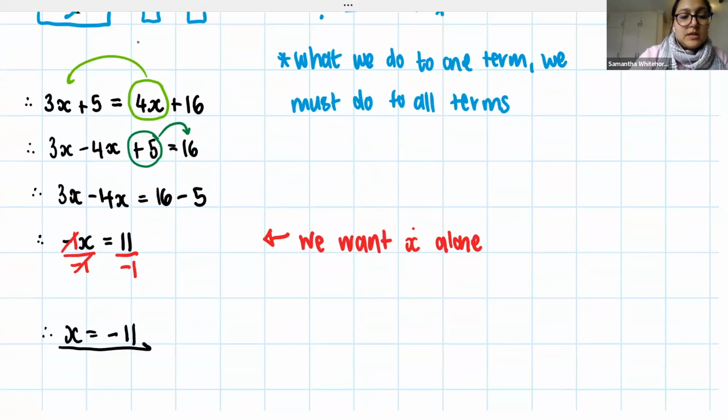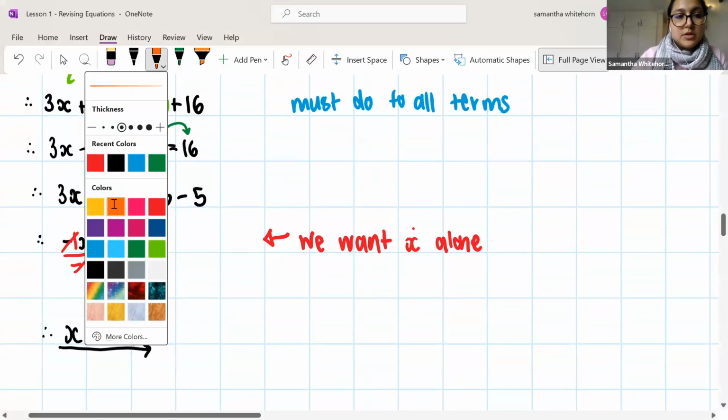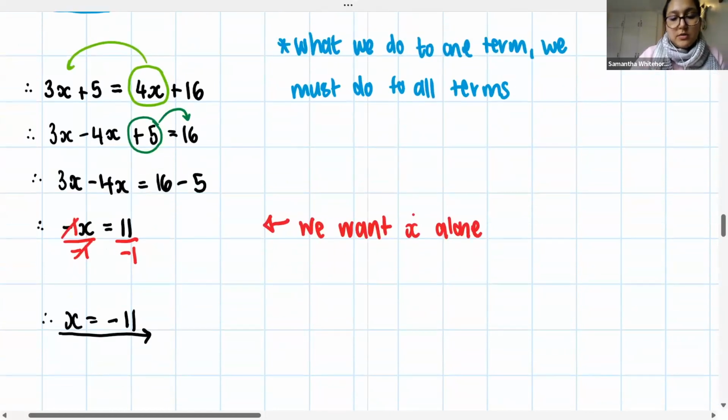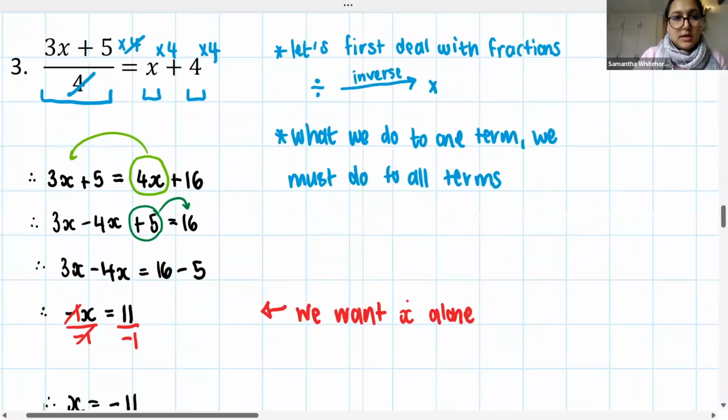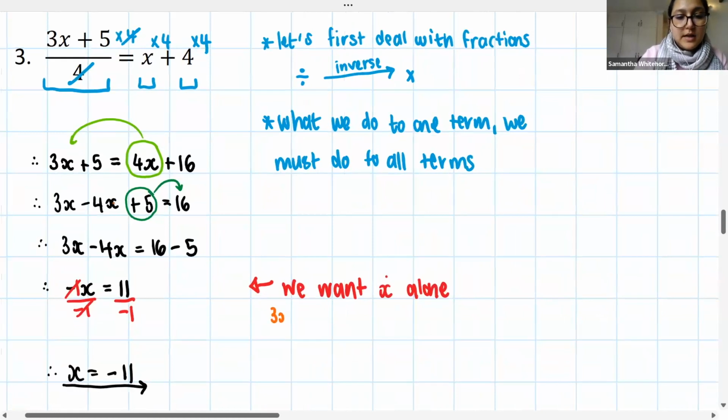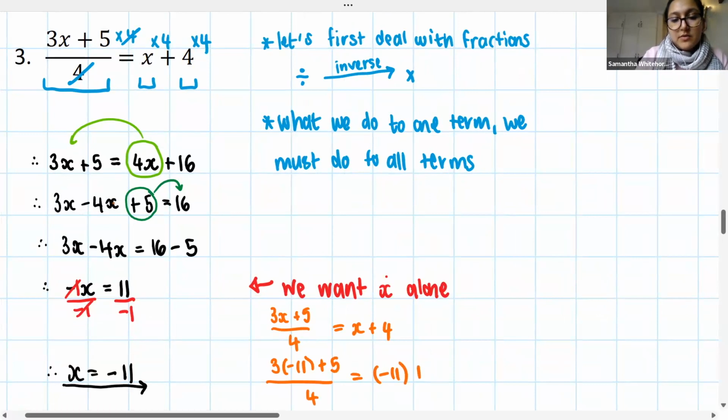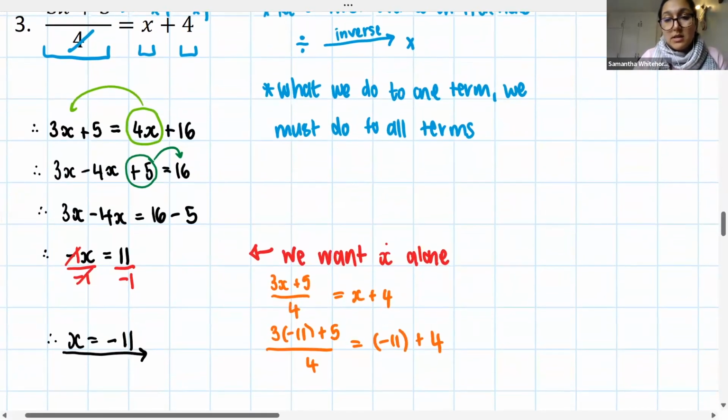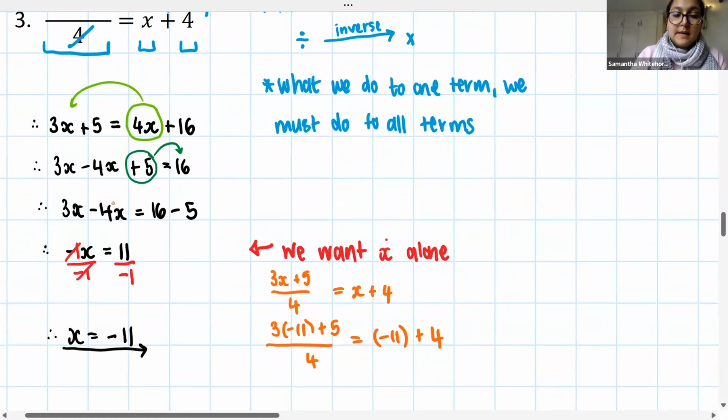Now again, we can double check ourselves and make sure that we've got this correct, and what I do is I use substitution. My equation was 3x plus 5 over 4 equals x plus 4. I'm going to substitute in my negative 11, so 3 times negative 11 plus 5 over 4 is equal to negative 11 plus 4. Now again, grade 8, you can do this on a calculator. I wouldn't write it all out.